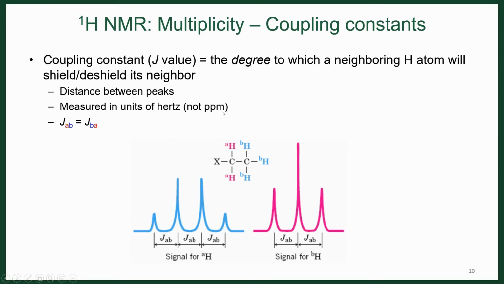So one of the things to realize is that if hydrogen A couples to hydrogen B, this splitting will be the same in each pattern. So the distance of JAB here will be the same as the distance of JBA. So whenever we measure these, we can often match these up if we have very slightly different values between the individual signals.